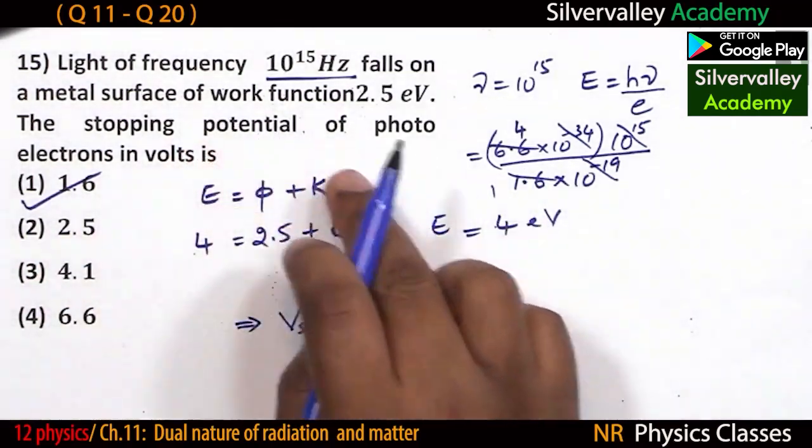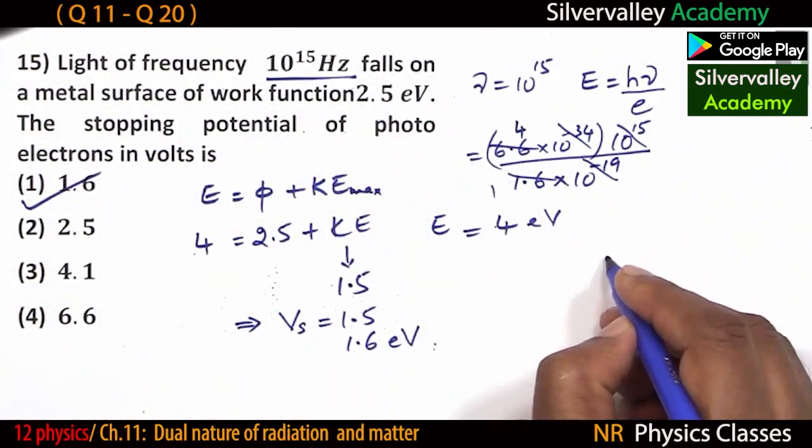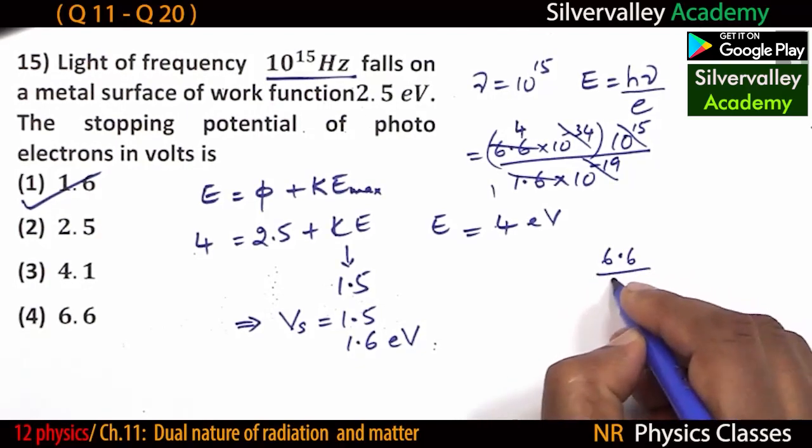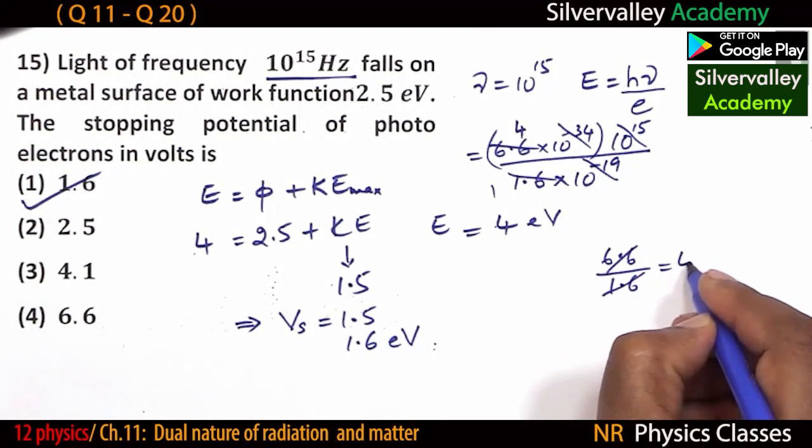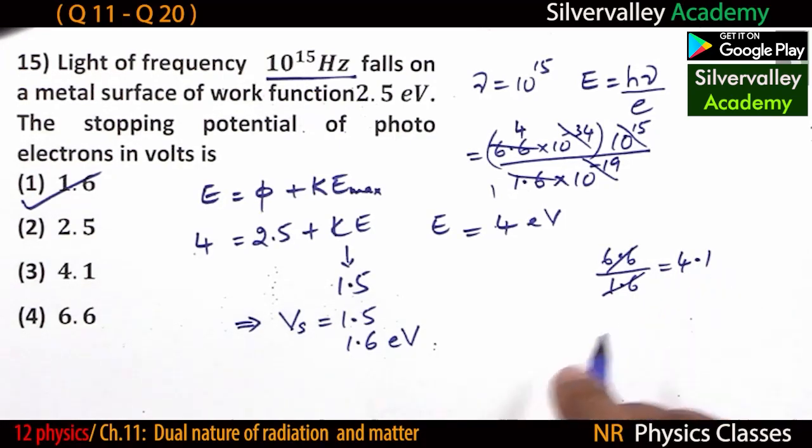In this chapter, many times we come across 6.6 by 1.6. So this ratio is approximately 4.1. Okay, this is enough for this calculation.